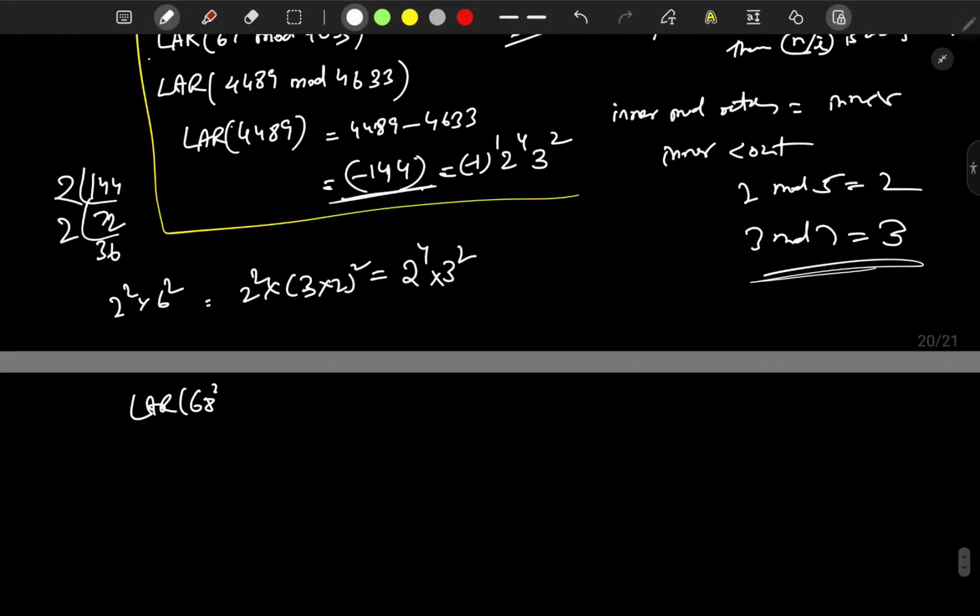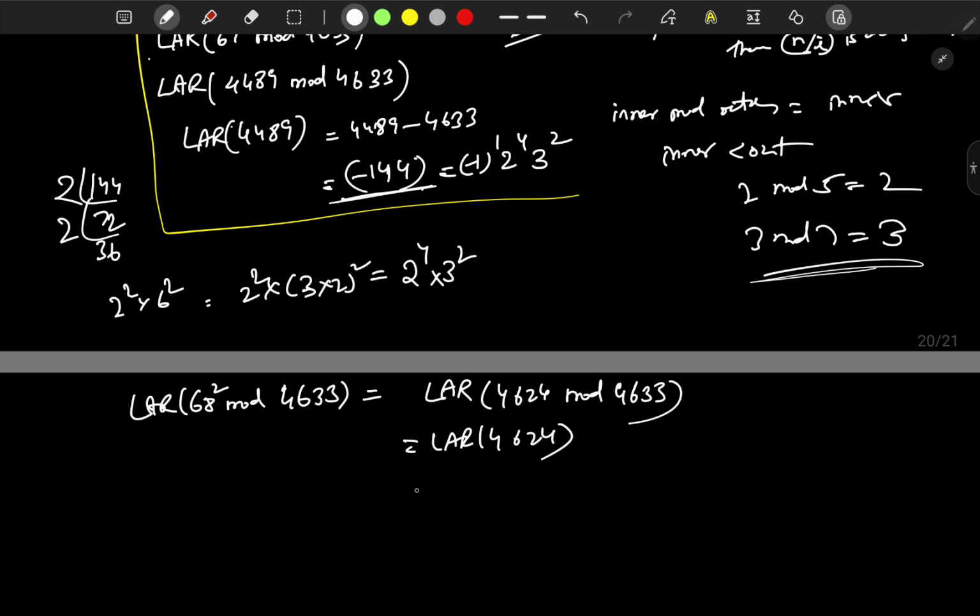Similarly, just check for 68. So LAR of 68 square mod 4633. The answer will be LAR of 4624 mod 4633. So LAR of 4624 equals 4624 minus 4633, since 4624 is greater than 4633 by 2.